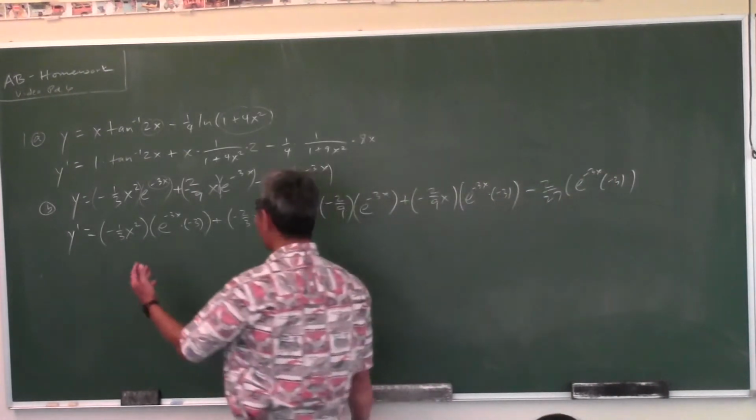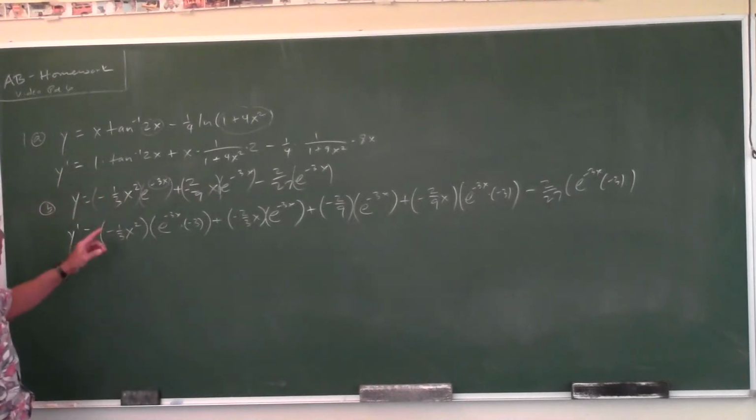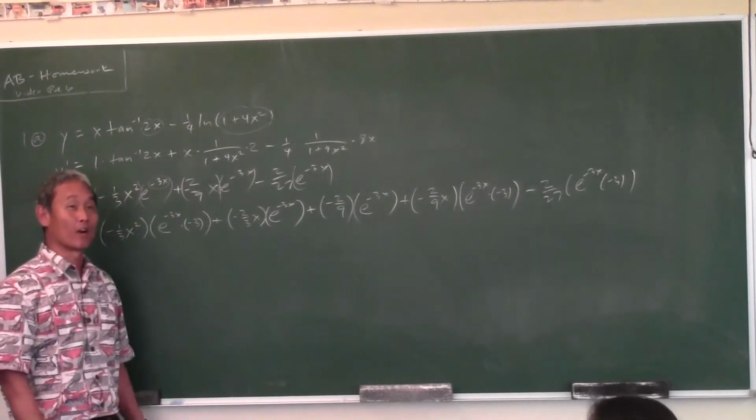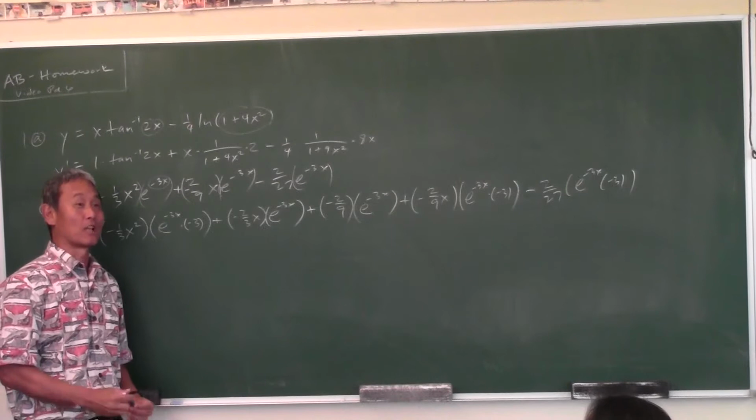And if you do your algebra correct, I bet you, how many terms are there? 1, 2, 3, 4, 5. I bet you 4 out of the 5 cancel out. Since I wrote that problem, yeah.